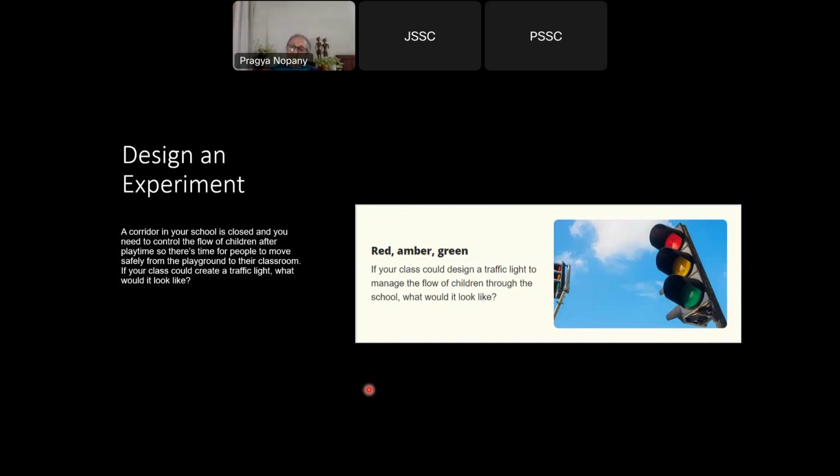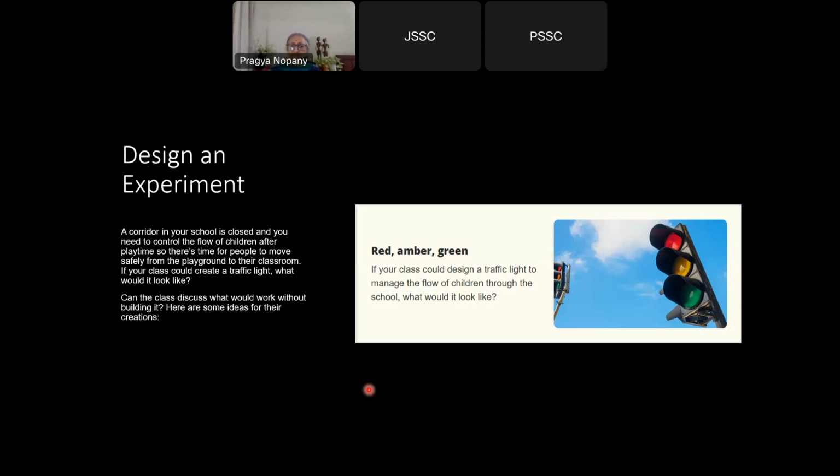Supposing you're teaching electrical circuits to young children. Now you tell them a corridor in your school is closed and you need to control the flow of children after playtime, so there is time for people to move safely from the playground to their classroom. If your class could create a traffic light, what would it look like? Before they can even design, they can take material and make it. Let them just think about it and come out with their ideas. What do they think can be done? Can they have?